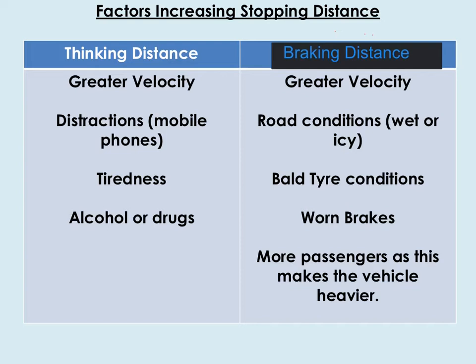If the road conditions are wet or icy, again there's not as much friction between the tyres of the car and the surface of the road, so your braking distance will increase. If you've got bald tyres or lack of tread on your tyres, again the distance will increase because there's not as much friction. If you've got warm brakes in your vehicle, again the braking distance will increase because there's not as much friction. And finally, the last one is that the more passengers you have in the vehicle, the heavier the vehicle is, therefore a greater force is required to stop the vehicle, which increases the braking distance.